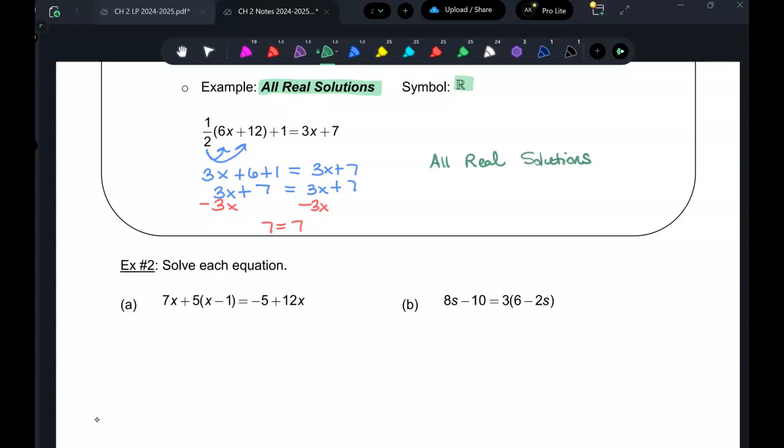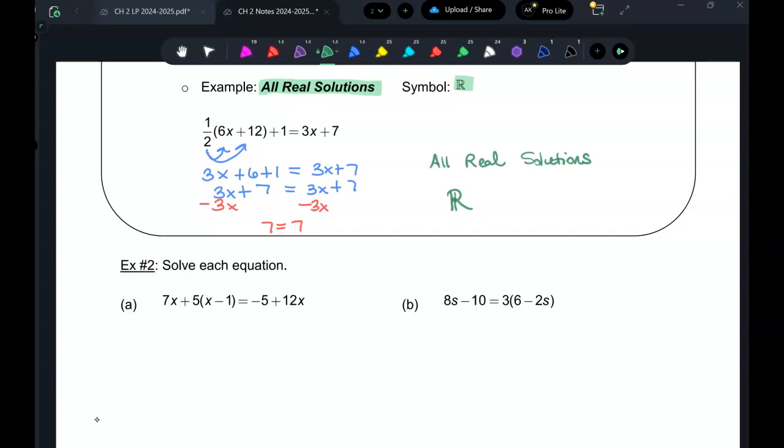You're going to eventually get 7 equals 7, but I want you to show the subtraction of the variables because this is not a true statement until we eliminate the variable. Now, you can also put an R with an extra line. That's an abbreviated way to say all real solutions. So go that extra step to get rid of the variable.